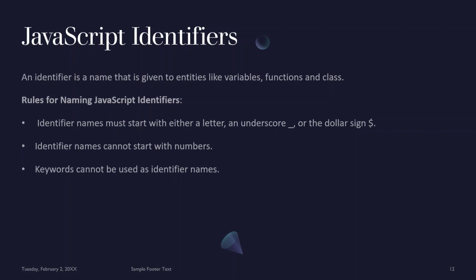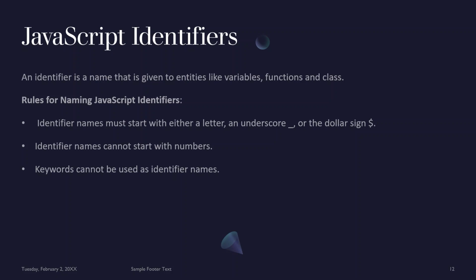Hello everyone. In the previous lecture, we have seen how we can add comments in JavaScript code and what reserved keywords are in JavaScript. In this lecture, we are going to discuss JavaScript identifiers. An identifier is a name that is given to an entity like a variable, function, or a class. And there are some naming rules associated with identifiers.